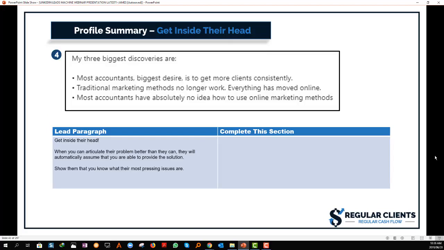Then the next thing, this is where we get inside the head. So remember when I was saying to you, if you can actually articulate their problem better than they can, then they automatically credit you with having the solution. And this is one of the most powerful concepts in all of marketing, guys. I don't know how to expand on the importance of this, but it's vital. Okay, if you get this piece right, it builds empathy, it builds trust, it builds rapport in an instant. Okay, so you can see here I say that my 3 biggest discoveries are that most accountants' biggest desire is to get more clients consistently. Traditional marketing methods no longer work.